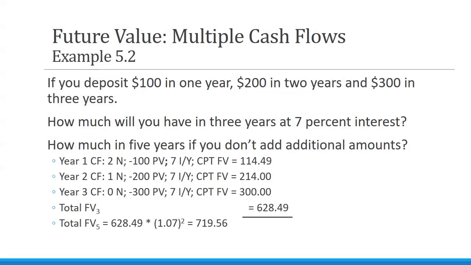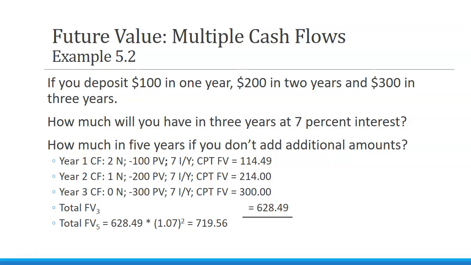If we deposit $100 in 1 year, $200 in 2 years, and $300 in 3 years, how much will we have at the end of year 3 at 7% interest? Or how much in 5 years if we don't add any additional amounts? So at the end of year 1, we have $100. At the end of year 2, we put in $200, and at the end of year 3, we put in $300.